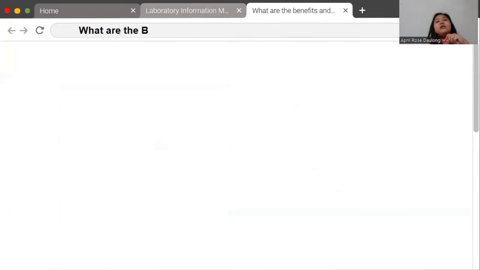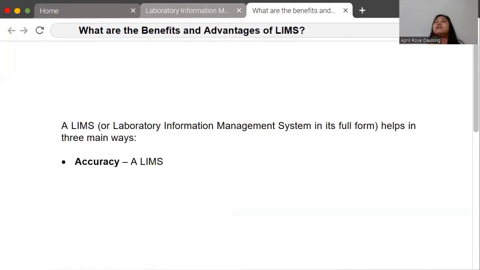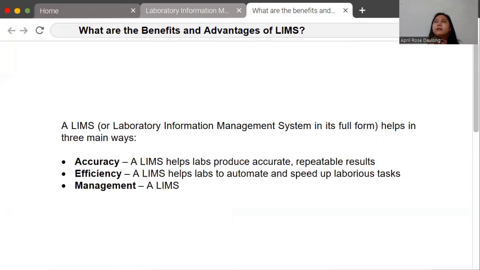So next, what are the benefits and advantages of LIMS? So unsay mga benefits sa mga users. A LIMS, or the Laboratory Information Management System in its full form, helps in three main ways. So it has three main ways sa benefits niya and advantages. So first is the accuracy. A LIMS helps labs produce accurate, repeatable results.